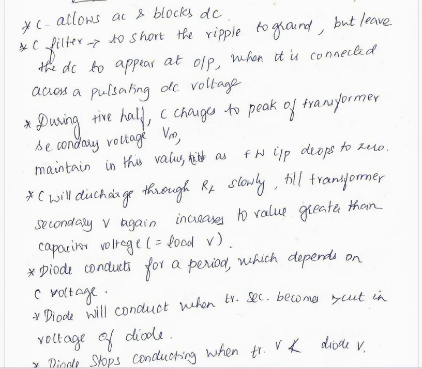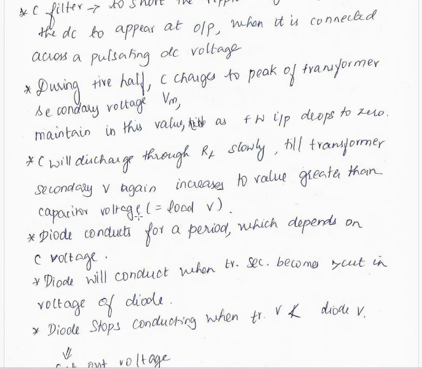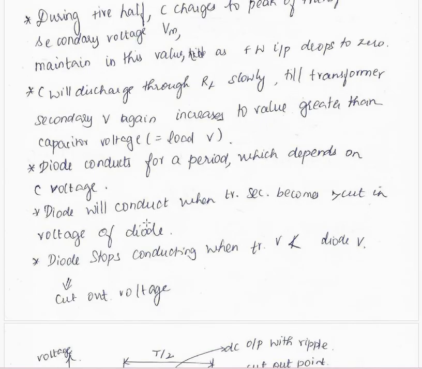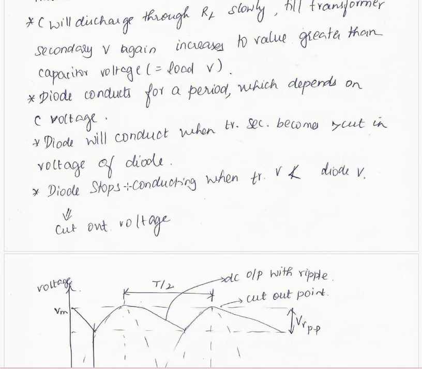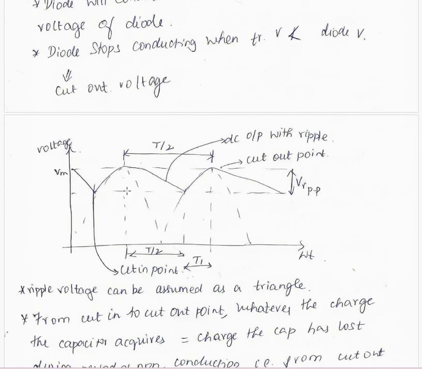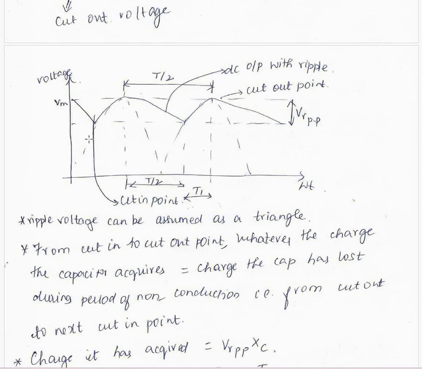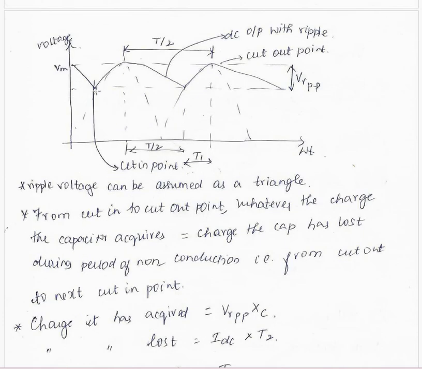The capacitor will discharge through RL slowly until the transformer secondary voltage again increases to a value greater than the capacitor's load voltage. So the diode conducts for a period which depends on the capacitor voltage. The higher the capacitance, the more the rectification, but we can't exceed the specified current in the specification sheets. So the ripple voltage can be assumed as a triangular waveform.